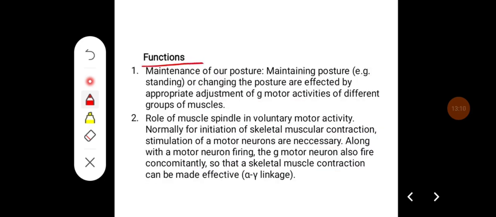Functions of stretch reflex. It is important for maintenance of posture. Maintaining posture or changing the posture is affected by the appropriate adjustment of gamma motor neuron activity of different groups of muscles.